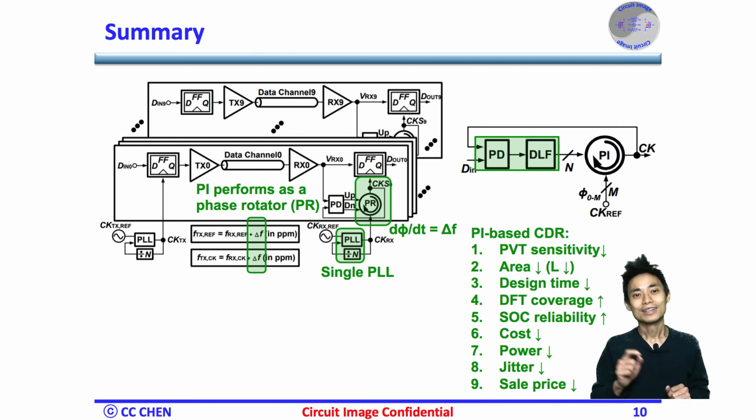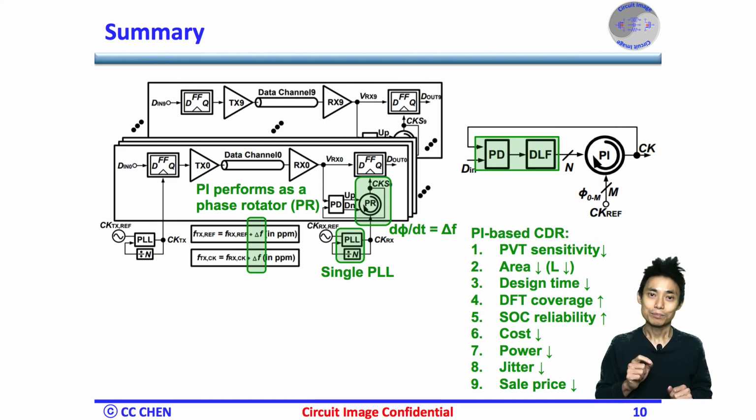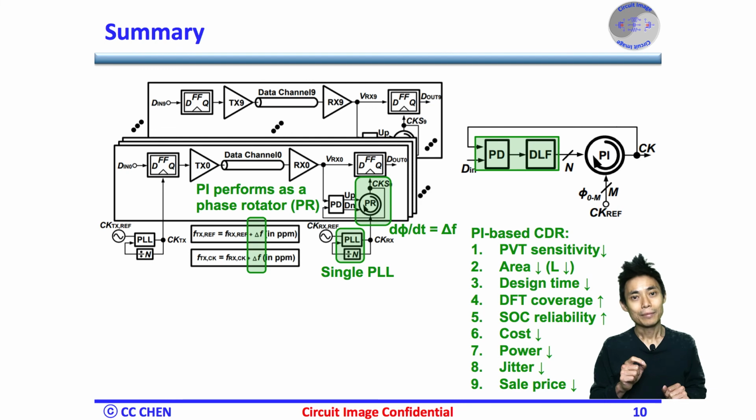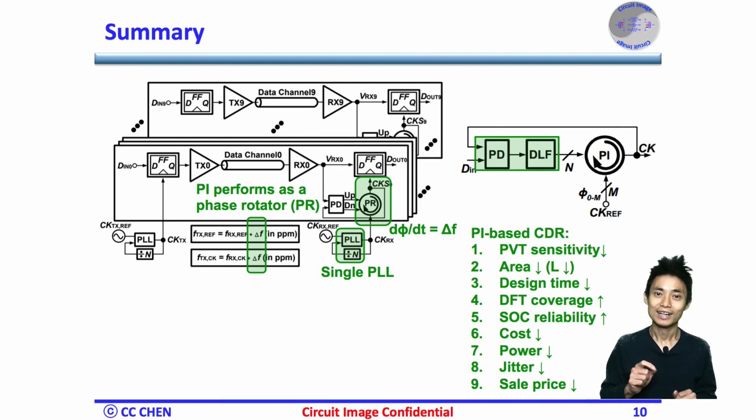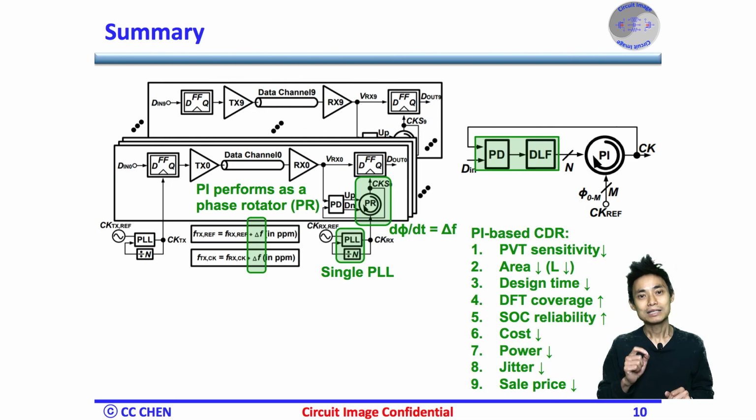On the other hand, the cost, power, performance, and testability benefits of using PI-based CDR are passed along in the form of low price, longer battery time, and improved reliability. The cost reduction, low power, and small area of the PI-based CDR improves jitter performance in high-speed SerDes link.